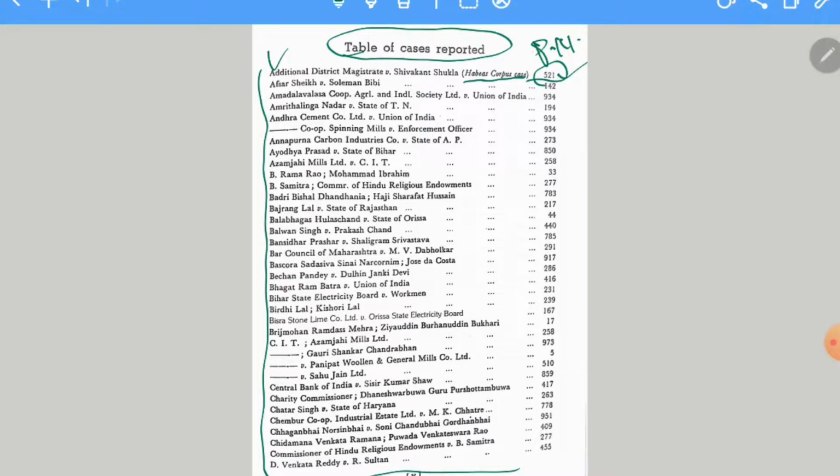Similarly, you can see, for example, just take Bechan Pandey versus Dulhin Janki Devi. This case has been reported on page number 286. So you need to just go to page number 521 or 286. So this is the way you will get the table of cases reported on the next page. So this is the structure of the Supreme Court cases, what kind of structure is there about the Supreme Court cases.